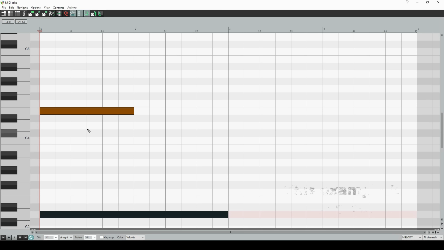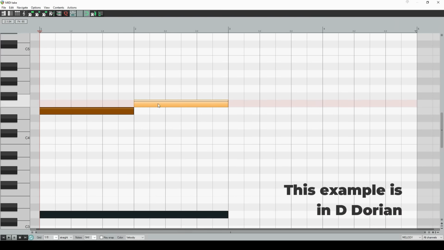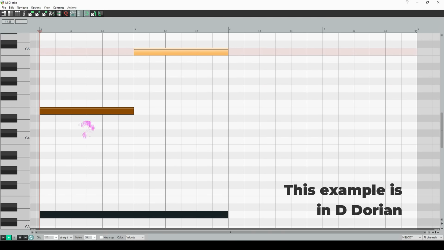So, every time you use a 2, 4, or 6 in your melody, you have 3 options. Option 1. Go down to the predictable harmonic note. Option 2. Go up to the unpredictable harmonic note. And option 3. Go somewhere completely different.